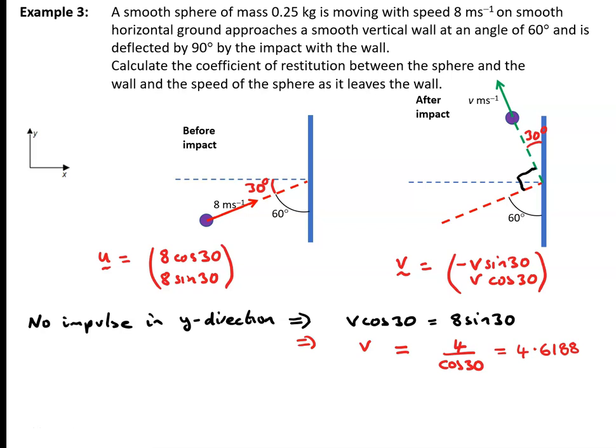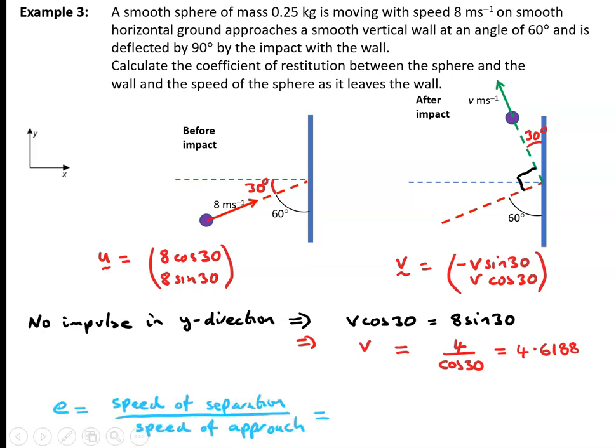Now I found the speed as it leaves the wall. I also want the coefficient of restitution between the sphere and the wall. So e is the speed of separation divided by the speed of approach. The speed of separation is v sin 30. The speed of approach was 8 cos 30. So I've got e is v sin 30 divided by 8 cos 30, which gives me 0.333.